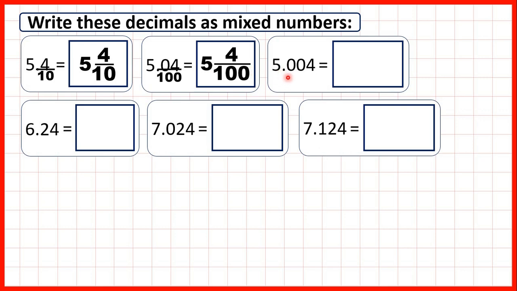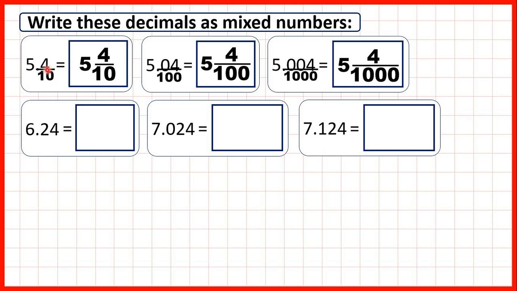Now 5.004. The third digit after the decimal point is the thousandths digit. So if we have three digits after the decimal point, we can draw a line across from our decimal point and write a denominator of 1,000. So 5.004 is the same as 5 4/1000.